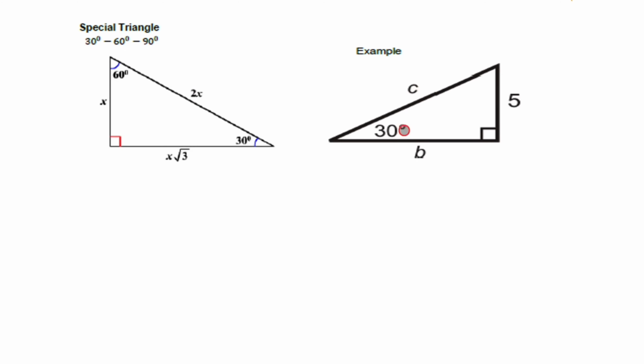So example natin dito, we have here the 30 degrees. Ang nasa harapan ni 30 degrees is yung 5. So therefore, itong 5 na to, ito yung magiging x natin. Kasi ito yun. Ayan.